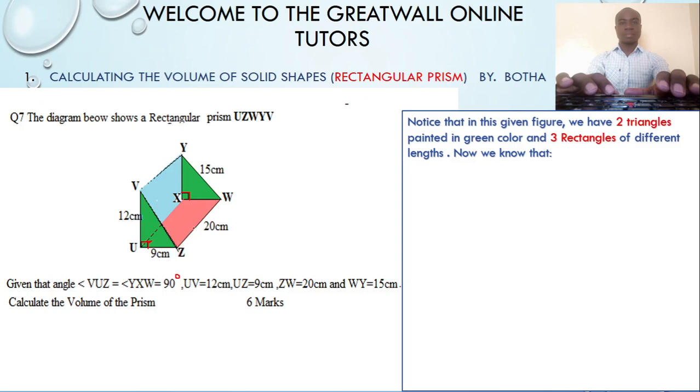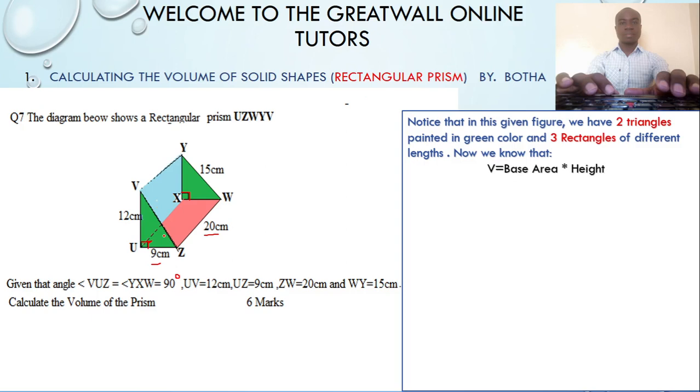Hence, to find the volume of this prism, we are going to find the area of this rectangle, that is 20 by 9, then multiply that by the height, right? I can also show you how to calculate the area if at all you have been asked to find the area. Let's first calculate the volume.